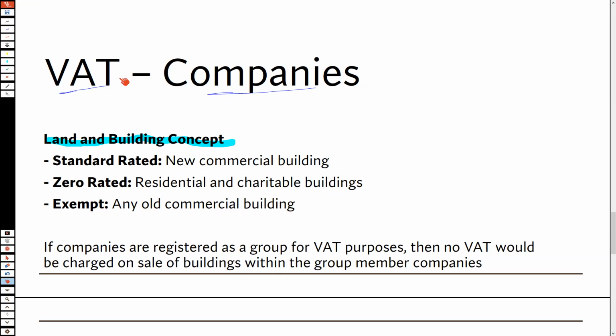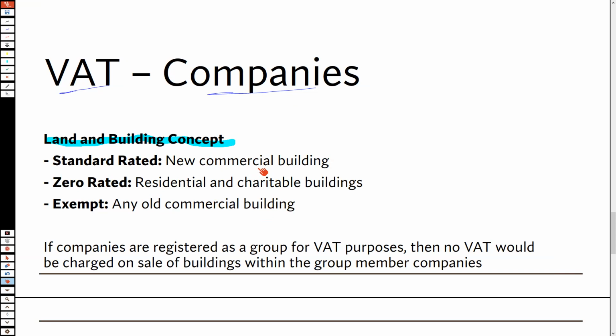Whether the VAT implications are for companies or for individuals, both are the same. But specifically, we are talking about exam question 1, so there are VAT implications asked for companies with respect to land and building. We have quickly recapped that land and buildings are categorized into 3 categories: standard rated, which are new commercial buildings; zero rated, which are residential and charitable buildings; and exempt, which are old commercial buildings. Which building is considered as a new building?